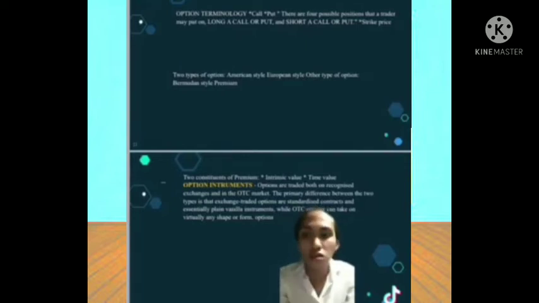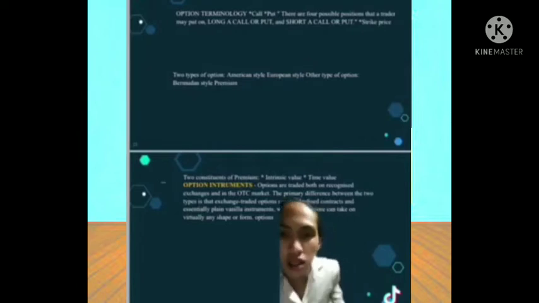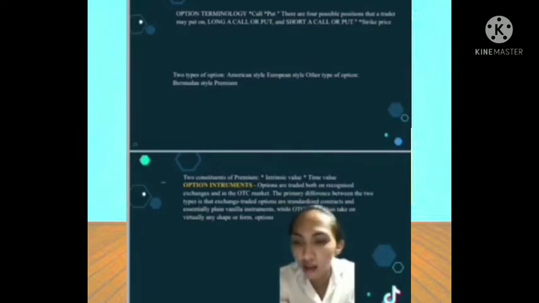Two types of option: American style and European style. So, American style is an option that can be exercised at any time before expiration. European style is an option that can be exercised only at expiration. Note, so in European style, guys, it can only be exercised at the expiration.